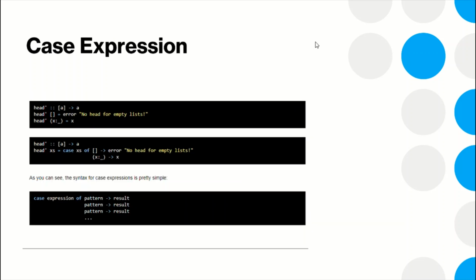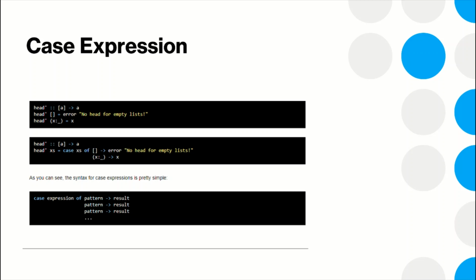The case expression is like the switch in languages like Java or C++. So it's going to see if the value of the variable matches one that we are going to define in the pattern part. So the syntax is case: we set the expression, then the word of, and then the pattern, and then the result.